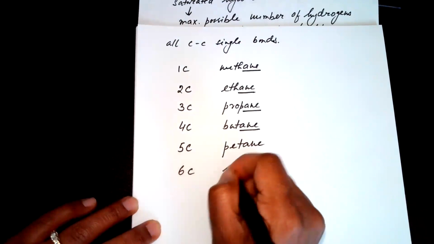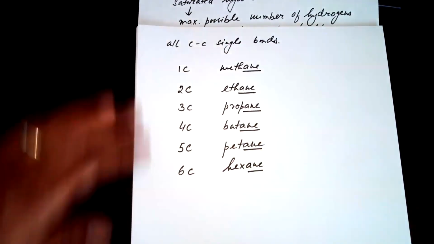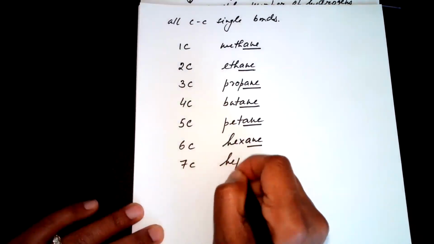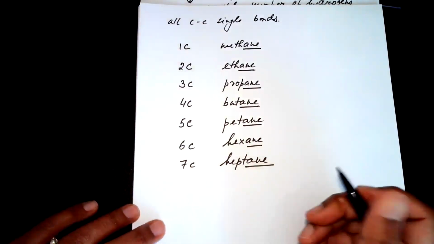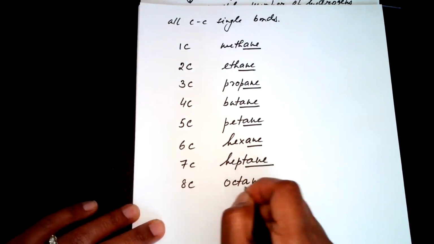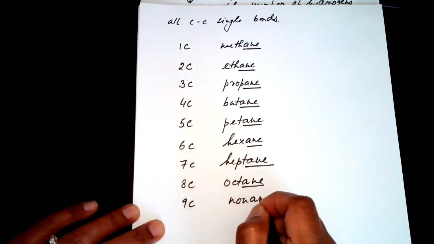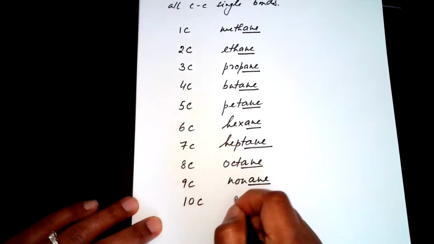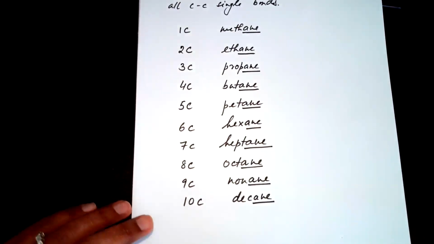6 carbon long would be hexane. 7 carbon long would be heptane. Not septane, it is heptane. 8 carbon long would be octane. 9 carbon long would be nonane. And 10 carbon long would be decane. And that's all we would do.